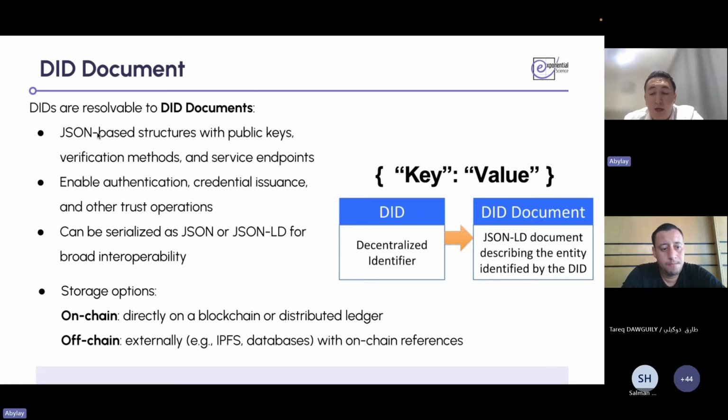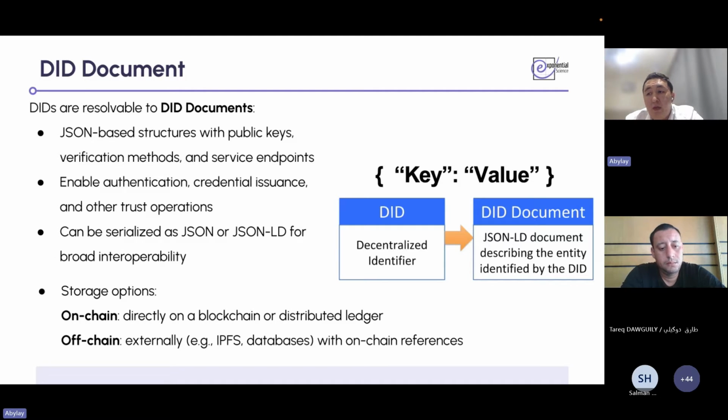But these DIDs are not just a string. They are resolvable to DID documents, like a key-value structure. DID documents are JSON-based structures which contain more information, more useful metadata, like public keys, verification methods, and service endpoints, which enable authentication, credential issuance, and other trust operations. So DIDs are much better suited and designed specifically for identity management.